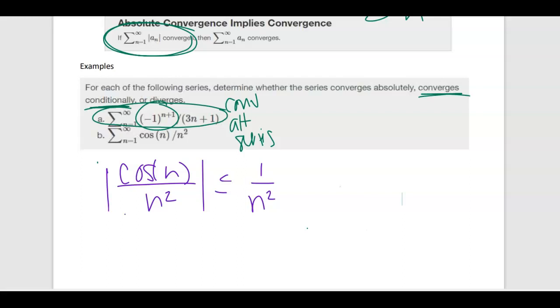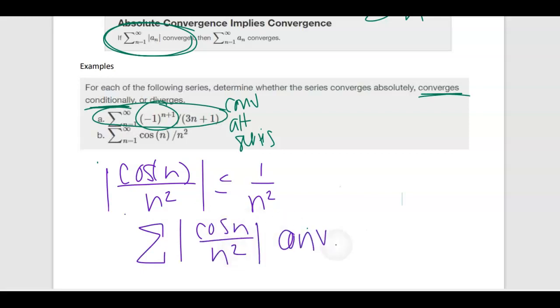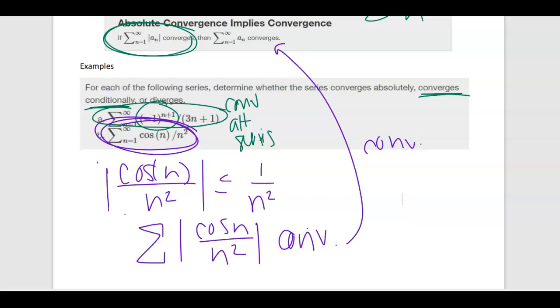Now, I know that 1 over root n converges, and so that means that this series also converges. Well, if this series converges with the absolute values, then even without the absolute values, that has to be a convergent series. Okay, and not only that, it must converge absolutely.